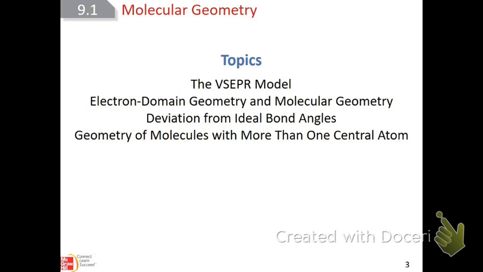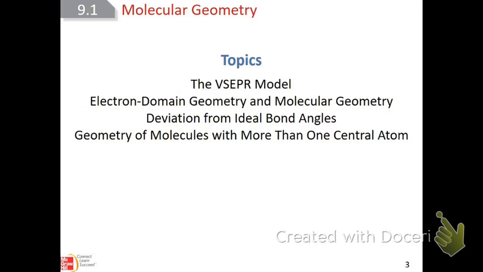We're going to talk about what a domain is. We're going to talk about how molecules deviate, although we're not going to talk about it too much because I don't want you to get too bogged down in those kinds of things, not at this level anyway. And then what if there's more than one central atom? Now, we did discuss what a central atom is a little bit last time. When you have atoms bonded together, you have to have something in the center, and that is called the central atom.